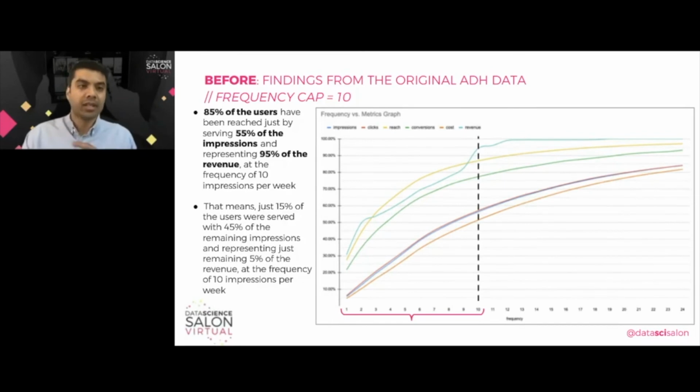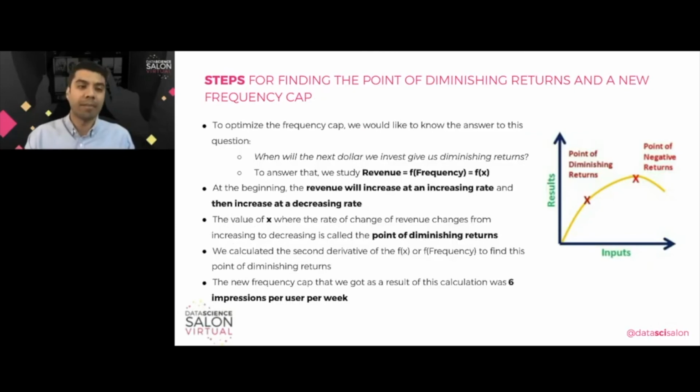Moving to the next slide. So these are the steps for finding the point of diminishing returns and a new frequency cap. To understand the point of diminishing returns, we will have to answer one question: when will the next dollar we invest give us diminishing returns? To answer that, we need to study revenue as a function of frequency. I will read this slowly, and I think it will help everybody understand this. Revenue will increase at an increasing rate first, like really fast, and then increase at a decreasing rate.